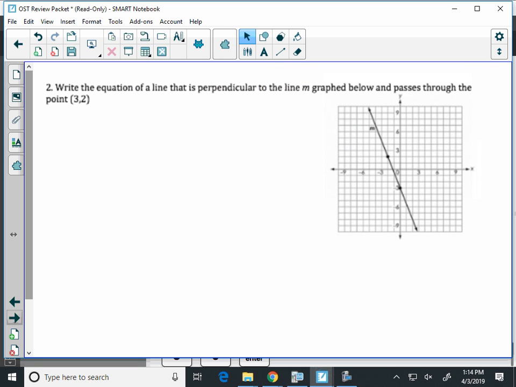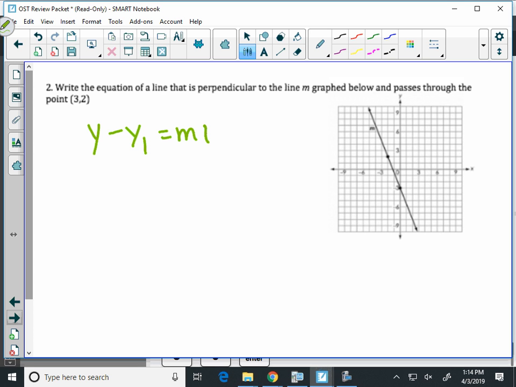If we take a look at number 2, it says write the equation of a line that is perpendicular to the line M, graphed below, and passes through the point. So when we write equations of a line, we use point slope form. You're not given this, you have to remember it. But if you remember the pattern, y something equals something times x something, and then plug it in.